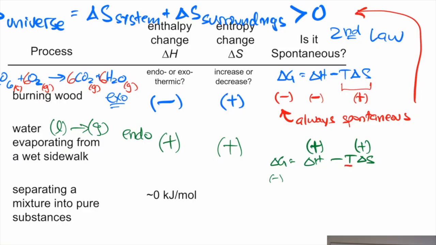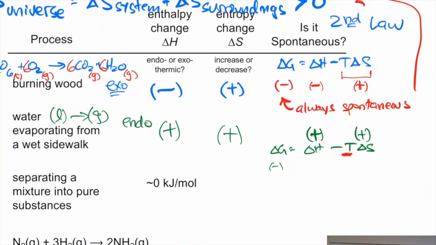Because when temperature is high enough, then this negative value is greater than the positive value, and therefore delta G becomes negative. If the temperature is too low, then it's still a negative term, but now the absolute value of that negative term is less than the absolute value of the positive term, and delta G is positive. So in this case, it depends. It's only spontaneous at high temperatures.